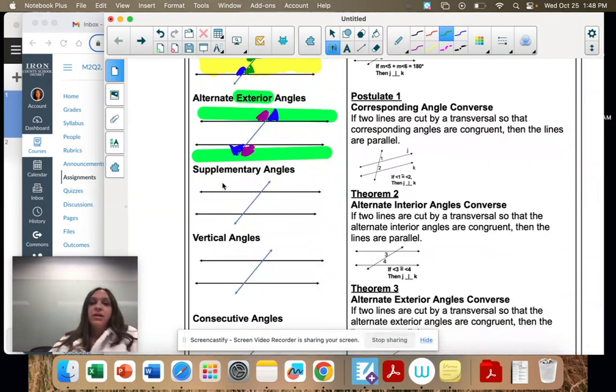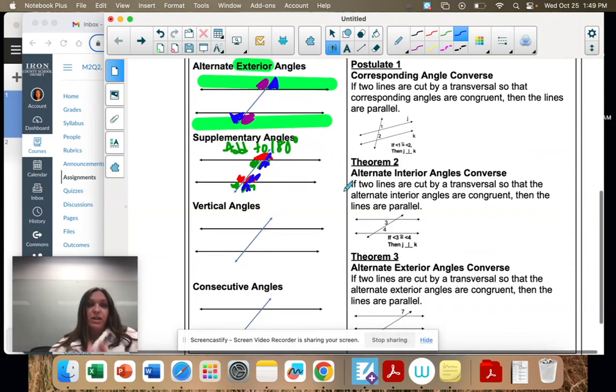Okay, supplementary means add to 180. And there's a lot, so any angles on a straight line. These are supplementary, those two. These two are supplementary, they add to 180. And same thing down here. These are supplementary, they add to 180. These add to 180. And then it goes the other way. These are supplementary and add to 180. So I want you to think any two angles on a straight line, if they're cut by a transversal, if they're on a straight line, they add to 180.